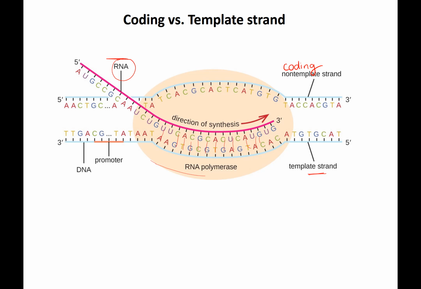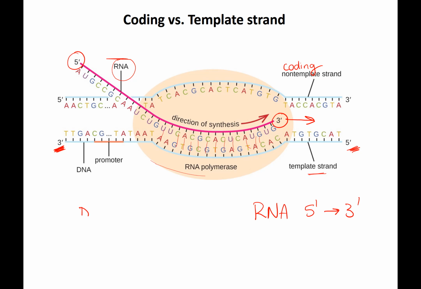And you can see the RNA is released. This chain is released out of the back end of the RNA polymerase. The RNA polymerase is copying 5 prime to 3 prime of the new RNA, and it's copying 3 prime to 5 prime of the template strand. Anti-parallel. Everything's anti-parallel. Okay, that in a nutshell is transcription.